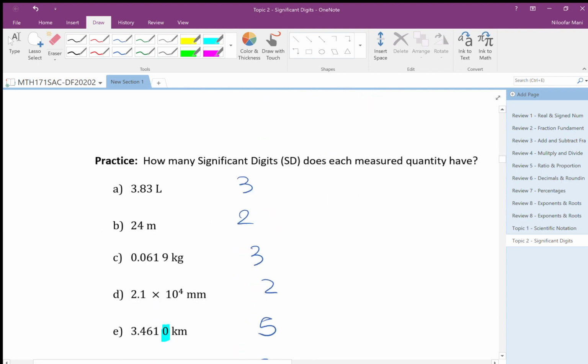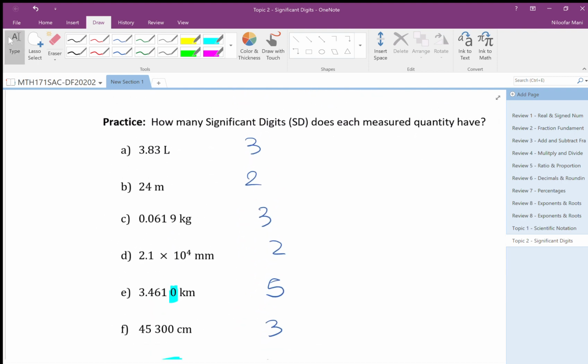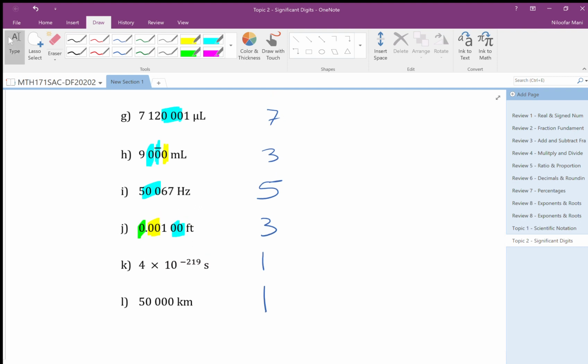So, rules. If you see a decimal number, look at this. If you see a decimal number, forget all the zeros and reach the first non-zero digit. Then start counting until the end. So I pass the green one, I pass the yellow one, I start from 1, 2, 3, I count them.